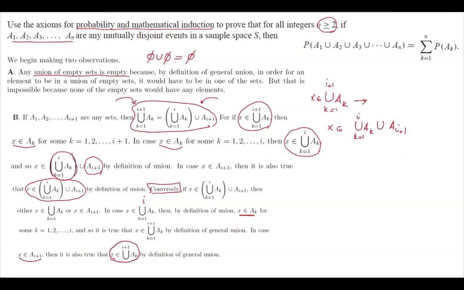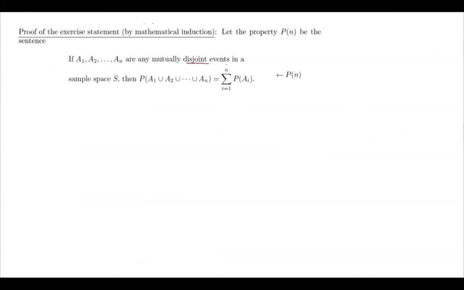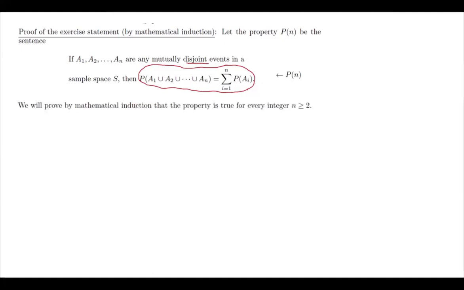We're using this and mathematical induction to prove the statement. Let the property Pn be the sentence: if A sub 1, A sub 2, up to A sub n are mutually disjoint events, then the probability of A sub 1 union A sub 2 union up to A sub n is the summation of their probabilities, i from 1 to n. So this is our hypothesis. Now, our goal is to show that it is true for i plus 1 as well.